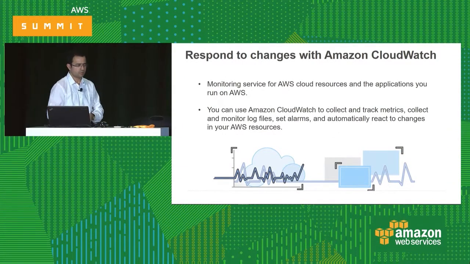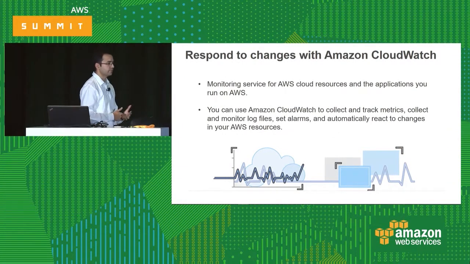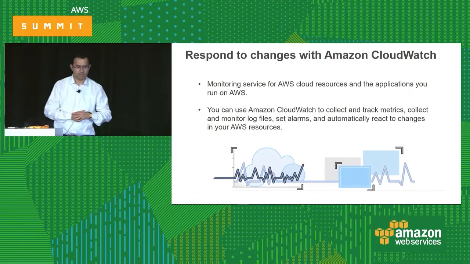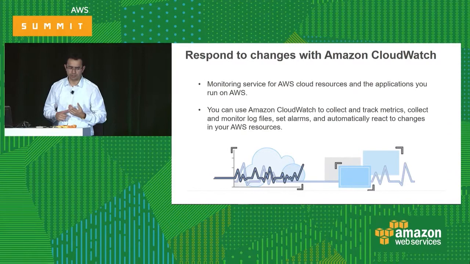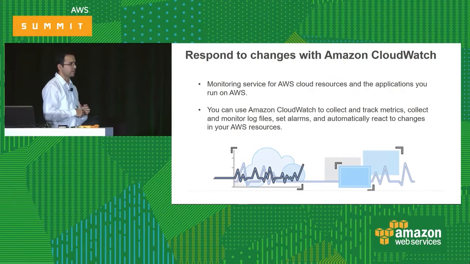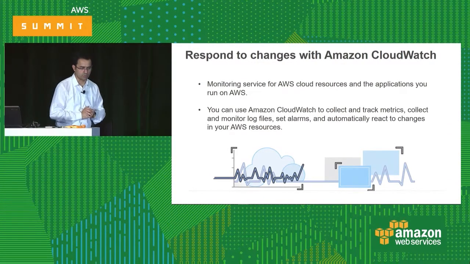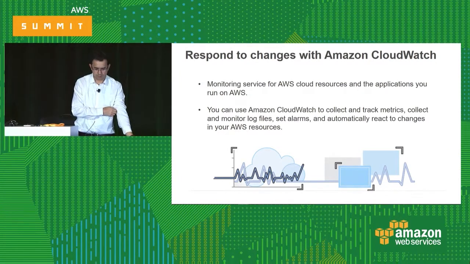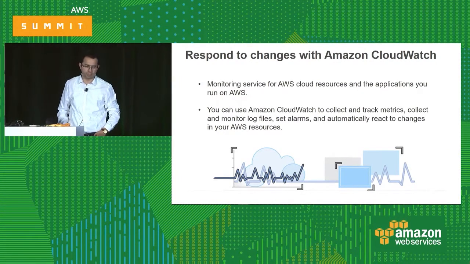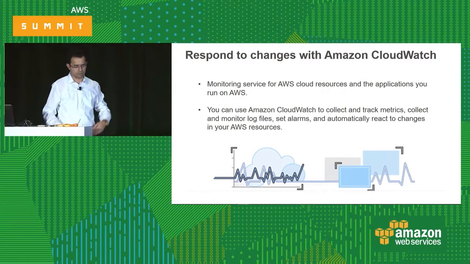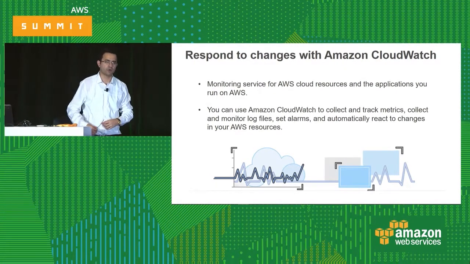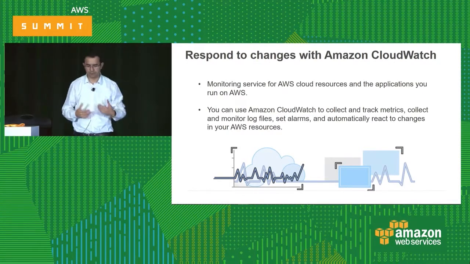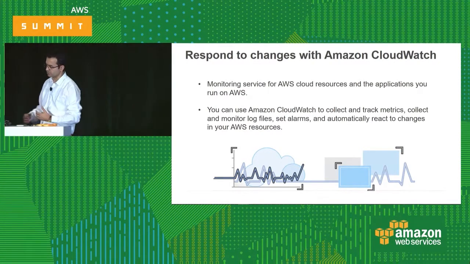So we saw a tool that gives you visibility into your cloud environment. Now let's talk about how you can respond to changes using another AWS management tool called Amazon CloudWatch. CloudWatch is a service that lets you proactively monitor your metrics, as well as collect and monitor log information, set alarms, and automatically react to any changes to your resources.